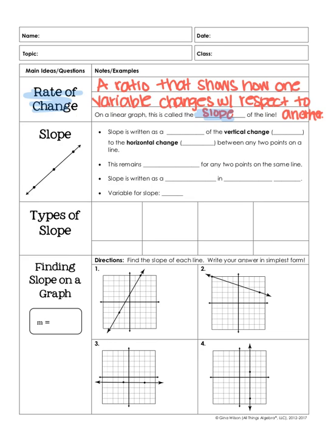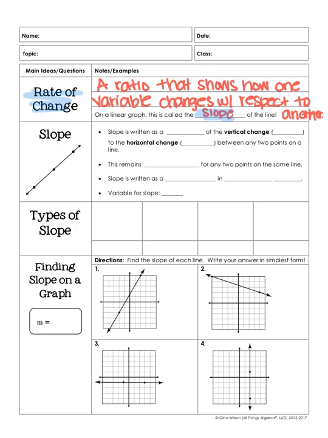So if you're ever doing a problem and it asks for the rate of change, you could use the slope formula, or if there's a graph, you could do what we're doing today and do rise over run. So rate of change and slope mean the same thing, and all it is is a ratio or a fraction that shows how one variable changes with respect to another.